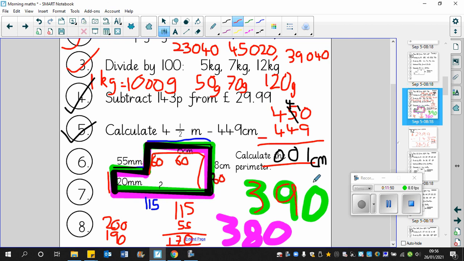390 millimeters. Whew, well, there we go. Let's cross that one out because that one's not right. Oops, that was clever. Okay.